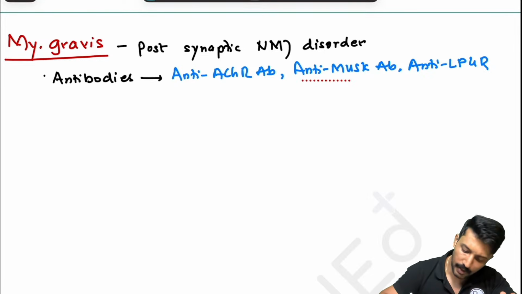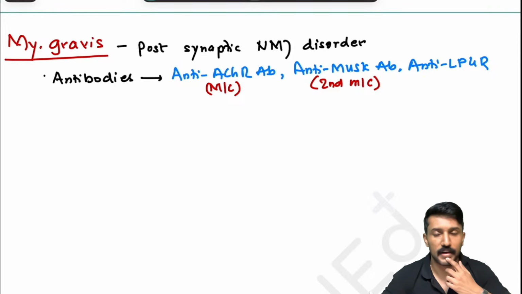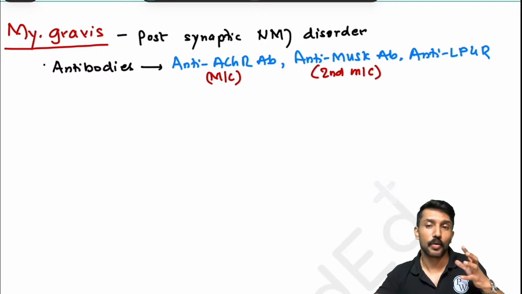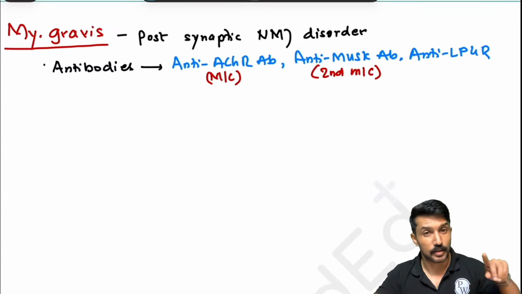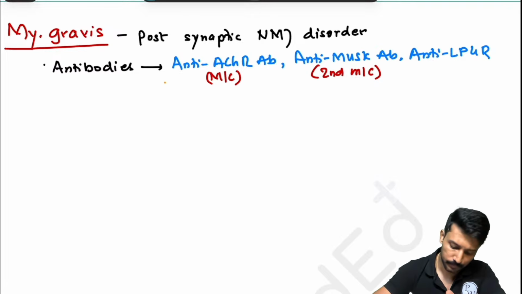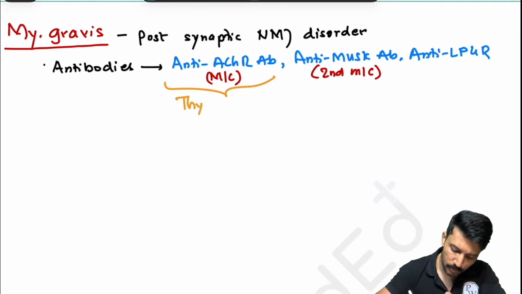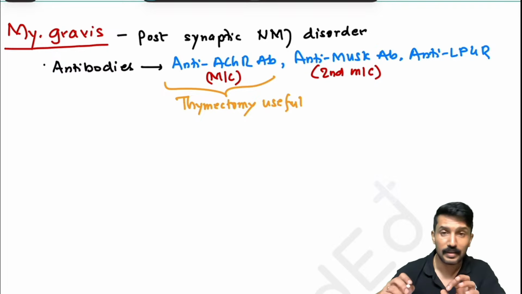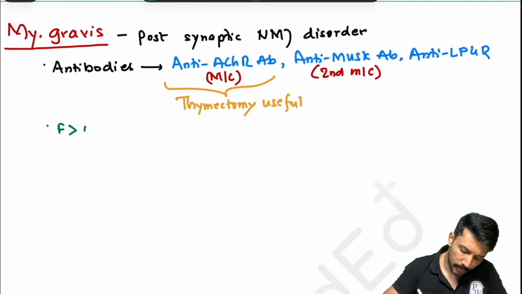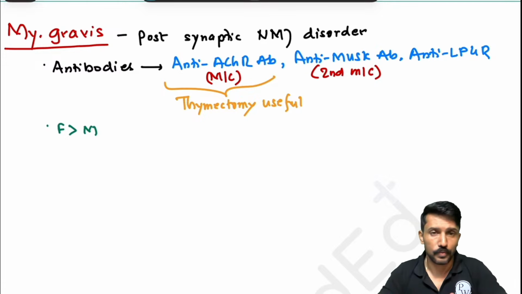So the anti-acetylcholine receptor antibody is the most common antibody. Anti-MuSK is the second most common. Anti-lipoprotein 4 receptor antibody is the least common. Why should I know the antibody status? Because thymectomy is one of the procedures done for treatment of myasthenia gravis. It is only useful for anti-acetylcholine receptor antibody positive patients, not for anti-MuSK and anti-LRP4. Thymectomy is not useful for the other patients. Okay, clear? Now, being an autoimmune disorder, it is more common in females than males, with a ratio of 4:1.